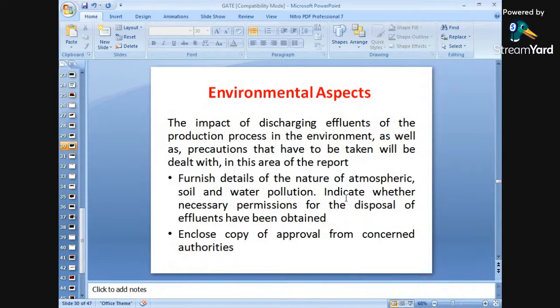Furnish details of the nature of the atmosphere, soil and water pollution, and indicate whether the necessary permissions for the disposal of the effluents have been taken or not. There are various norms and various clauses to be taken care of, environmental norms to be taken care of while constructing any project. So here it has to be considered whether permissions related to the disposal of a particular waste have been taken or not. An enclosed copy of approval from the concerned authorities has to be taken care of.